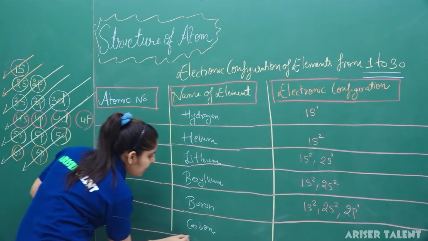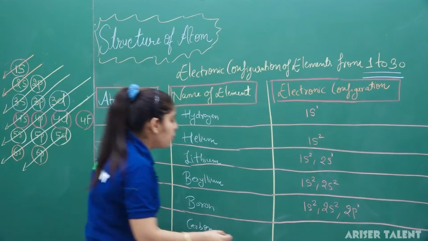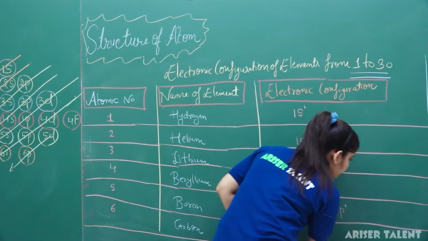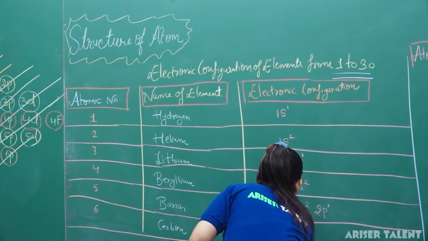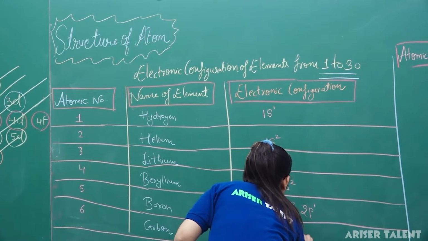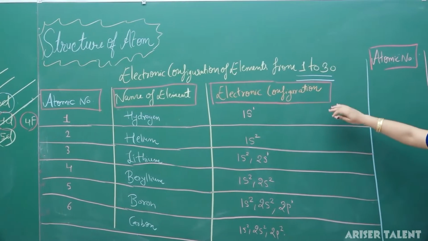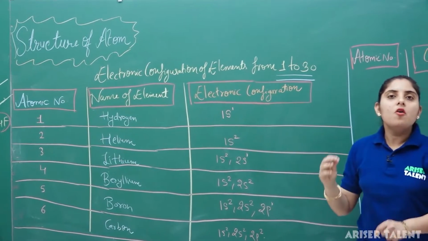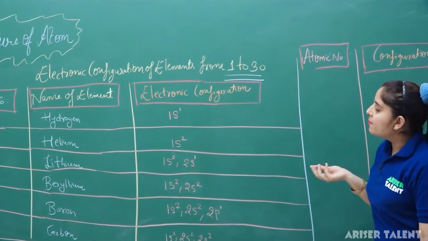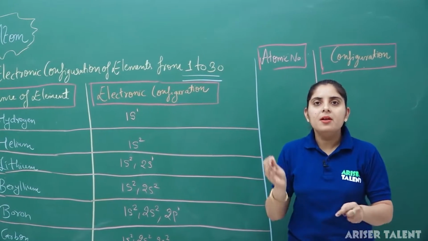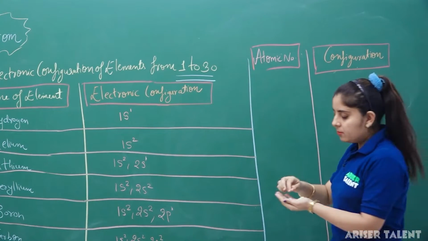Now the sixth element is carbon. Carbon is having atomic number 6. So electronic configuration will be 1s2, 2s2 and 2p2. So these are the electronic configuration of some of the elements according to the Aufbau's principle. Now we are writing certain more elements, as this is similar from atomic number 1 to 10. Now I am starting from atomic number 11.